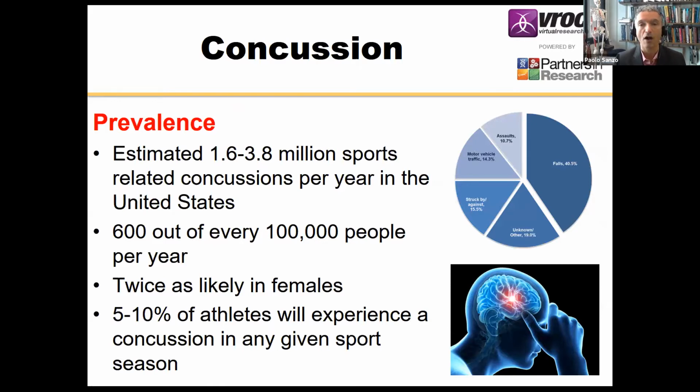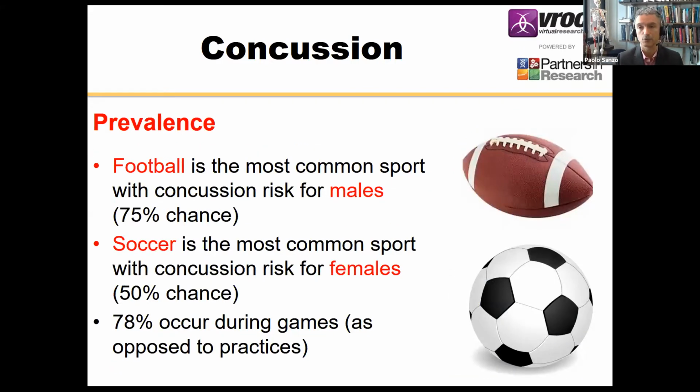Now, if we look at how often this occurs, the prevalence, it's quite common. There's about 1.6 to 3.8 million concussions that are related specifically to sport that occur in the United States. Now, if we look at the numbers in Canada, they're quite similar. On average, there's about 600 out of every 100,000 people per year that sustain a concussion. And if you are a girl, it's twice as likely for it to occur in a female as compared to a male. And if you're an athlete, there's about 5 to 10% of athletes every year that will sustain a concussion for a variety of different reasons.